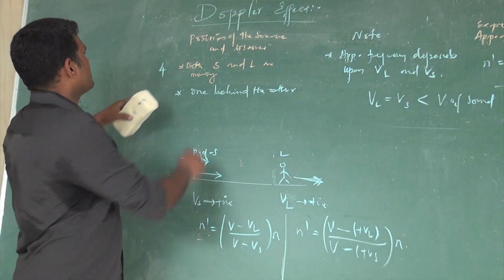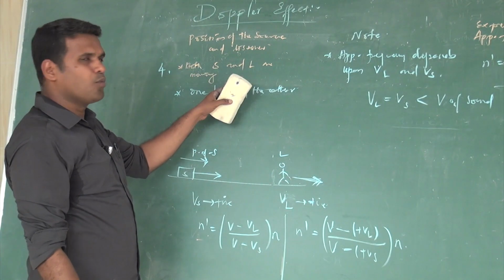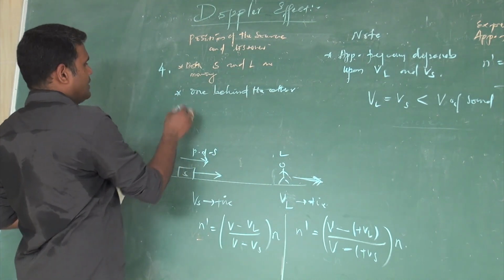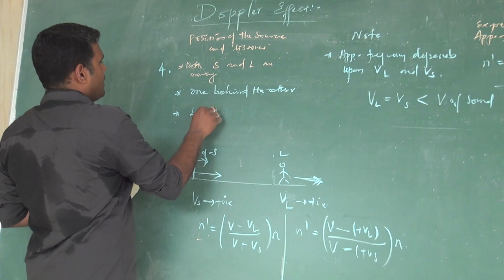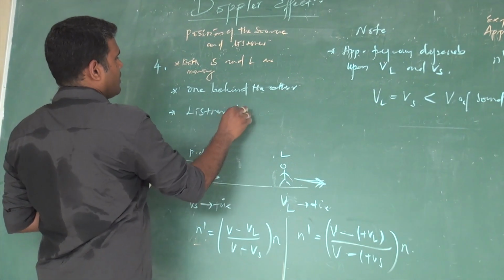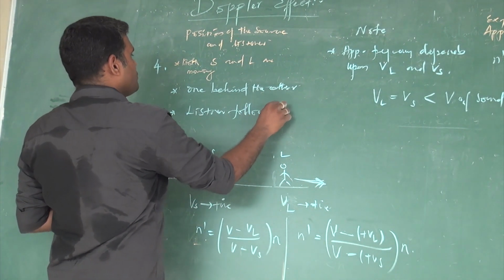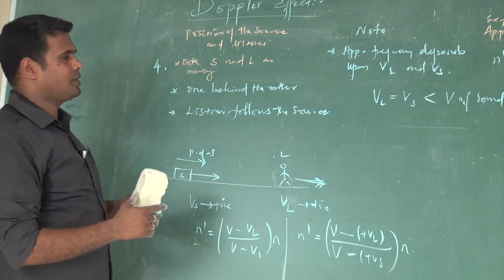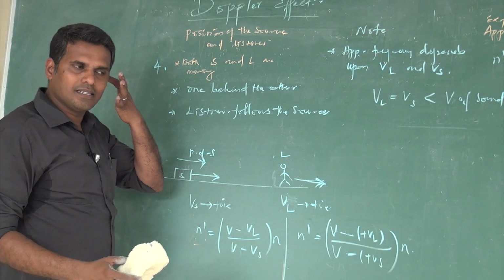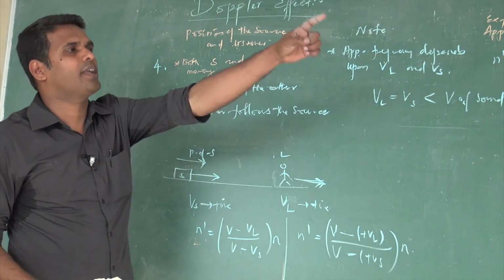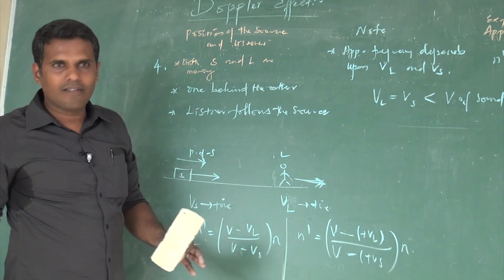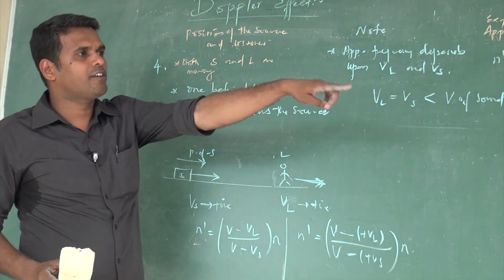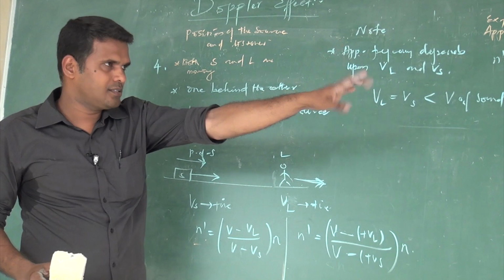In the fourth case, both the source and listener are moving one behind the other, but in this case, the listener follows the source. I can give you an example here. A car is moving in front of me. I am also traveling in another car, so I am the listener. The car moving in front of me is blowing a horn, so that is the sounding source.